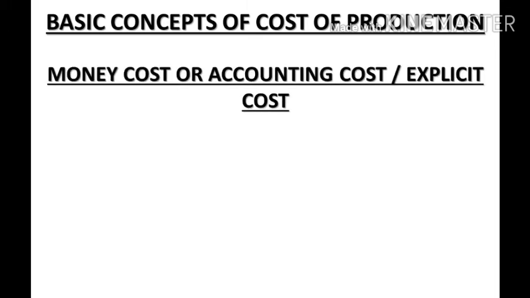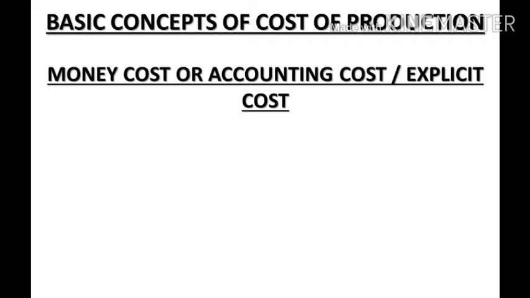Basically, the concept of cost of production has a variety of meanings. We will be discussing all those meanings, that is, all the concepts of cost, over here. The first concept of cost is the money cost, which we can also call accounting cost or explicit cost. Now these are three different terms. We can say these are synonyms, and their application, you can say, is different. The first is money cost.